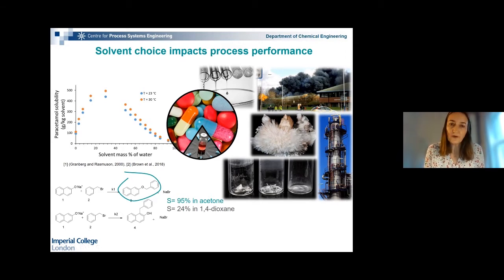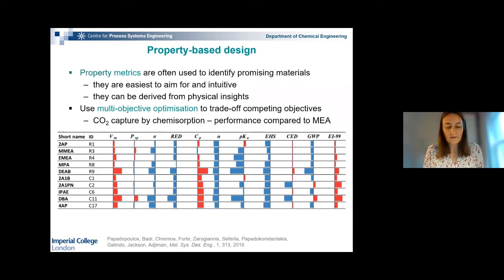The other thing to think about is, so how are we going to decide what solvent to use for a given process? And the first approach to this might be to use property metrics as a way to identify promising solvents. So this could be other processing materials like catalysts or membranes and so on. This is easiest to do because we have a sense for what properties impact the process. So I've mentioned solubility, I've mentioned viscosity, for example. And so we could say, well, we want a high solubility, we want a low viscosity, and try to find the best solvent in that way.